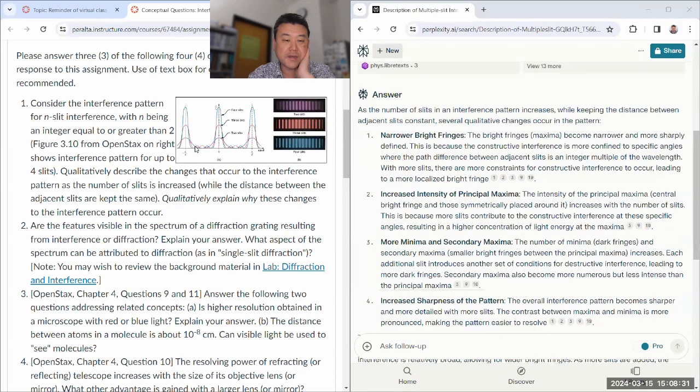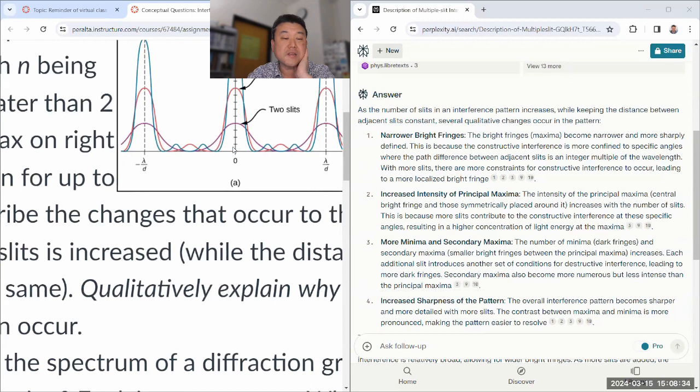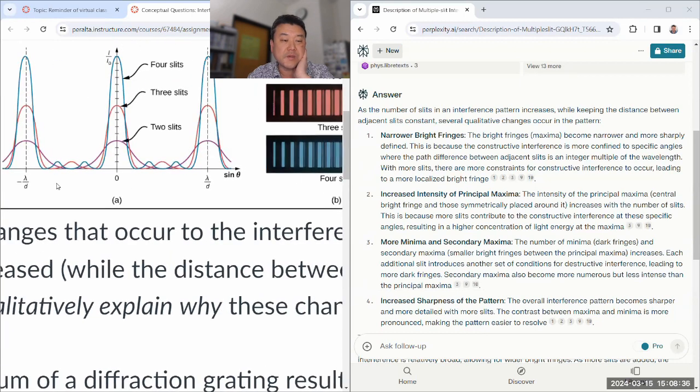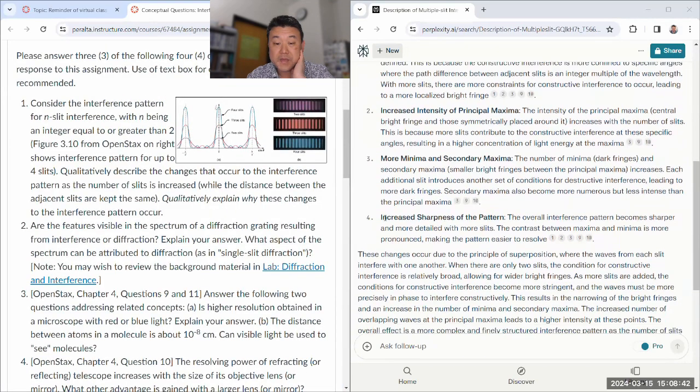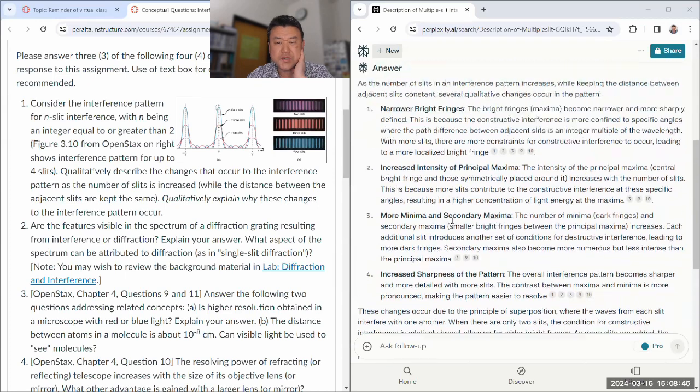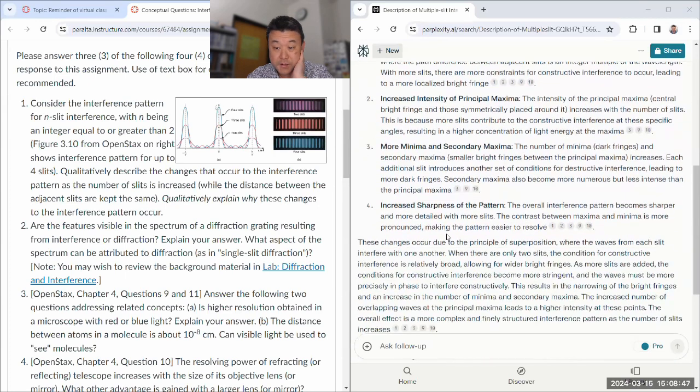Yeah, that's what you see over here. At some number of slits, these become so dim that you don't even think of them as secondary maxima. Increased sharpness of the pattern, which is kind of a repeat of one there. These changes occur due to the principle of superposition, where the waves from... I mean, sure, but that's not really an explanation. It's just citing one of the principles that's involved.